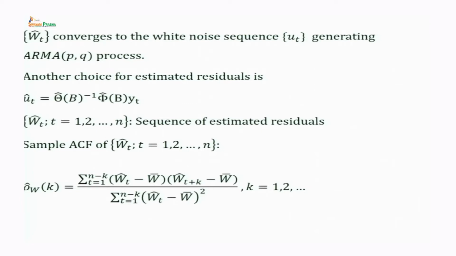And if your process W_t is a white noise process, then these rho hat W k should be insignificant or close to 0 for all k equal to 1 and so on.